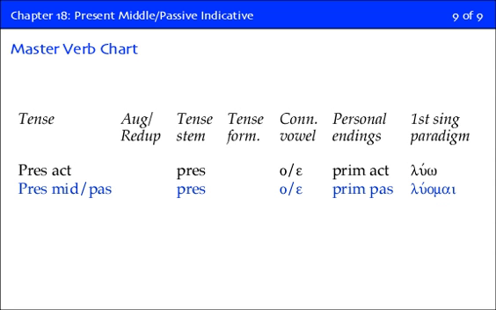And finally, we have another line on our master verb chart. Remember, you all, there's a lot of lines to this chart, and if you don't learn it as you go, if you don't learn one or two lines per chapter, the chart becomes overwhelming, but not as overwhelming as learning all the paradigms. But in this chapter, we learn just one more line to the master verb chart. How do you form the present middle passive? Well, it's formed with the present tense stem, with a connecting vowel, and with primary passive personal endings, and the paradigmatic form is luomai.